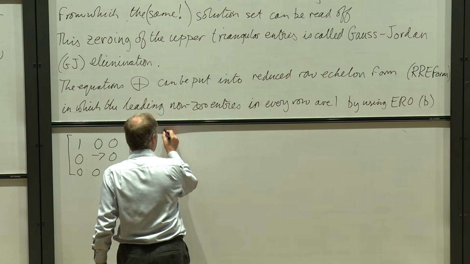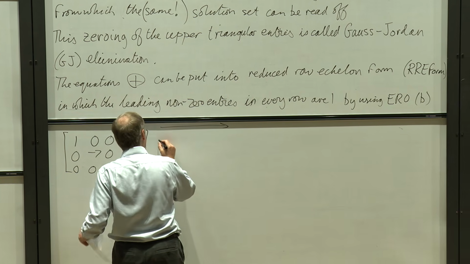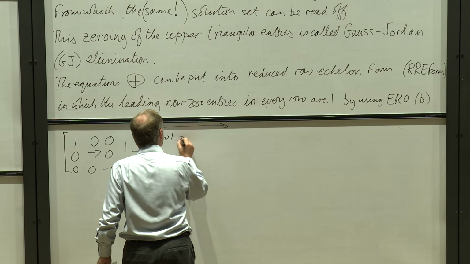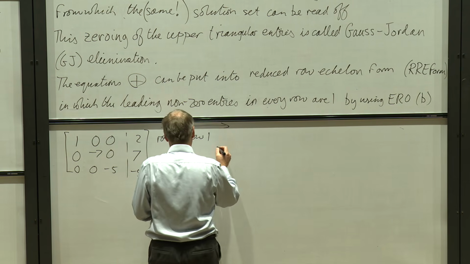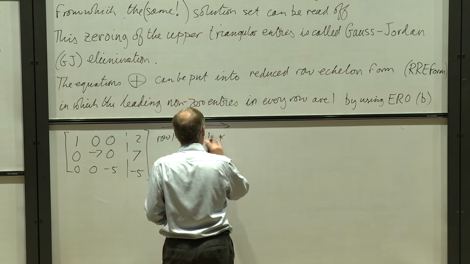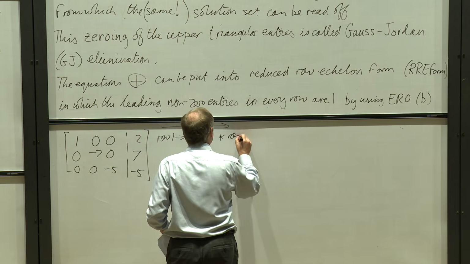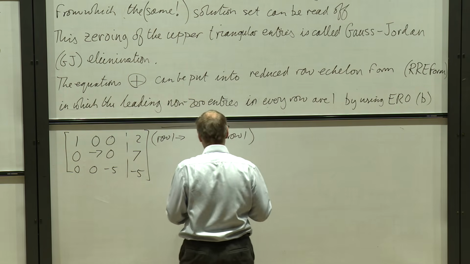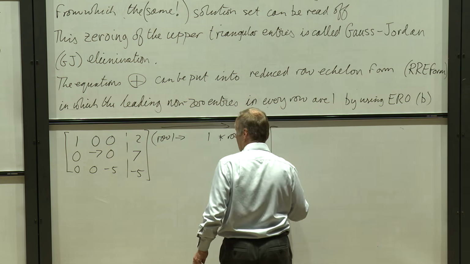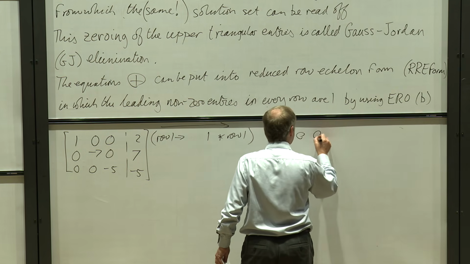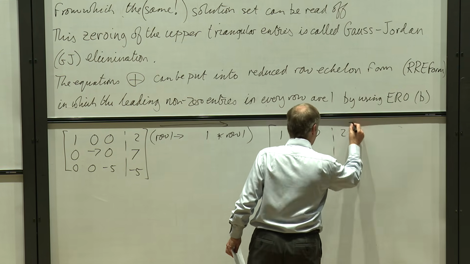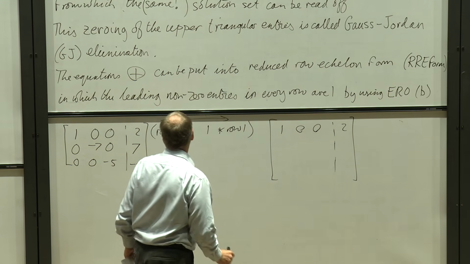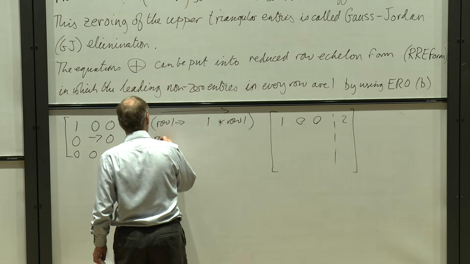And all I'm going to do is scaling. Row 1 becomes 1 times row 1. This is obviously a sort of irrelevant thing to do, right? Because I'm already in row echelon form. Reduced row echelon form, that's this. Okay. And then the second one is obviously not so trivial.